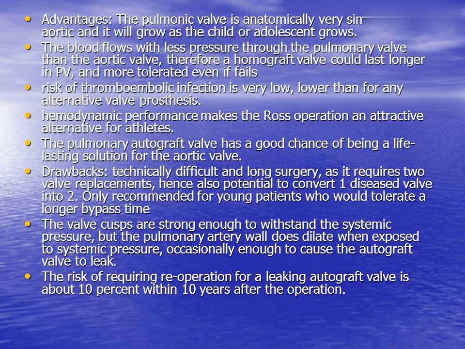Drawbacks: technically difficult and long surgery, as it requires 2 valve replacements, hence also the potential to convert one diseased valve into 2. Only recommended for young patients who would tolerate a longer bypass time. The valve cusps are strong enough to withstand the systemic pressure, but the pulmonary artery wall does dilate when exposed to systemic pressure, occasionally enough to cause the autograft valve to leak. The risk of requiring reoperation for a leaking autograft valve is about 10% within 10 years after the operation.